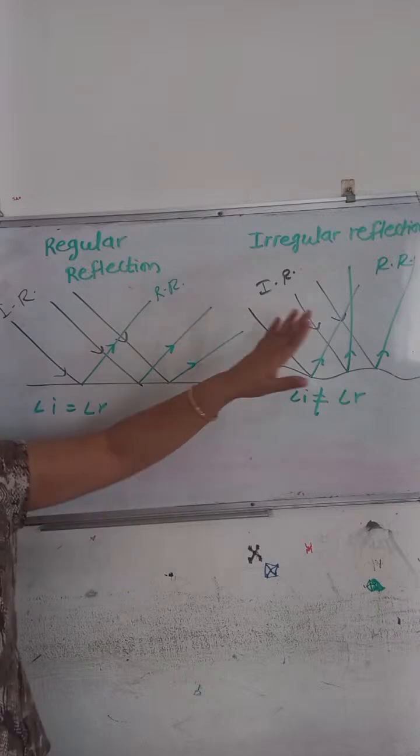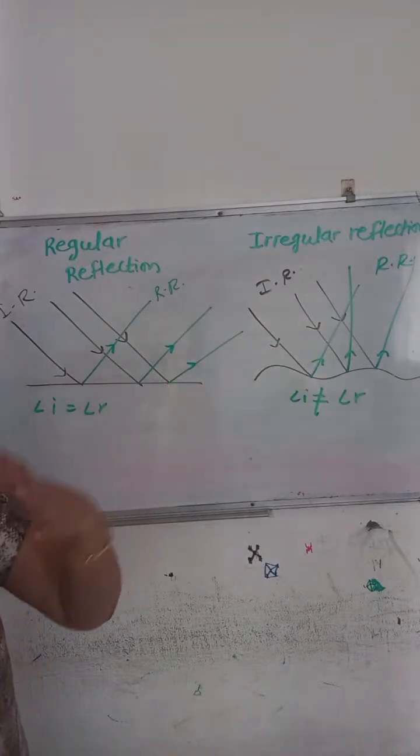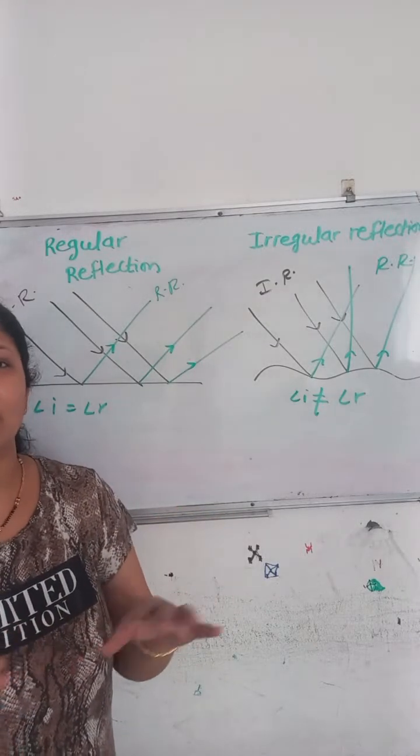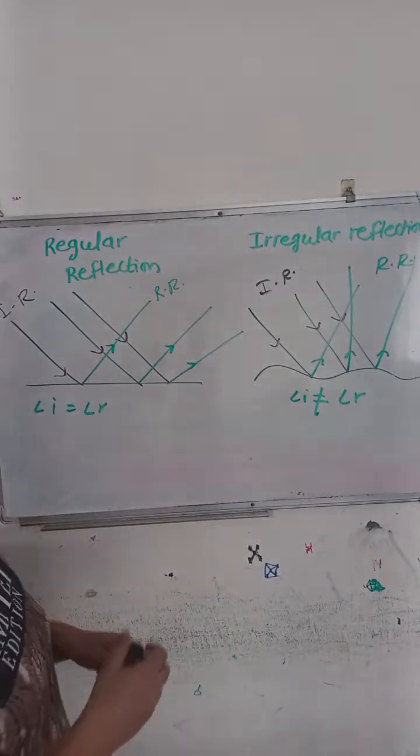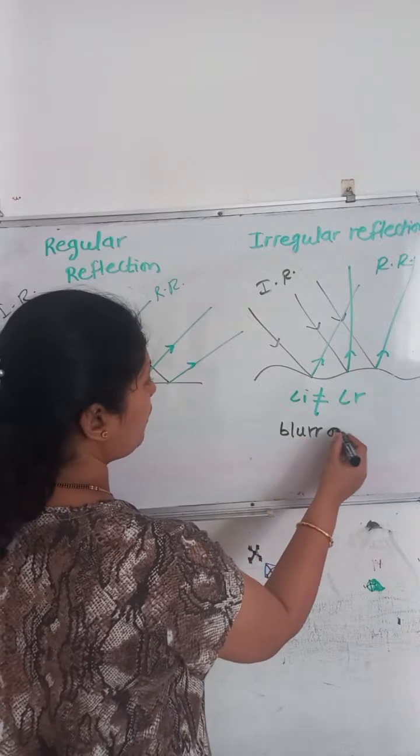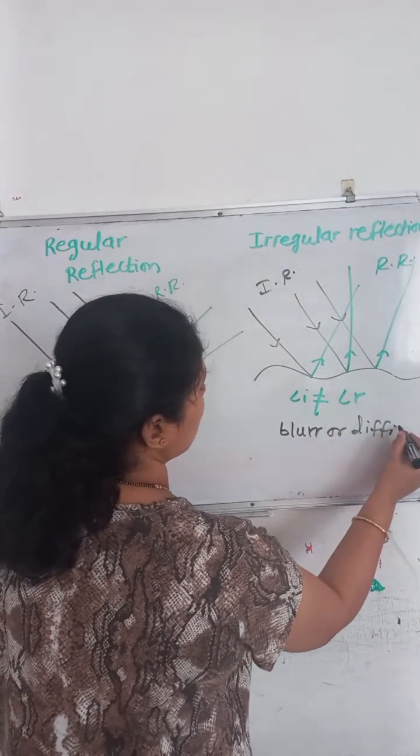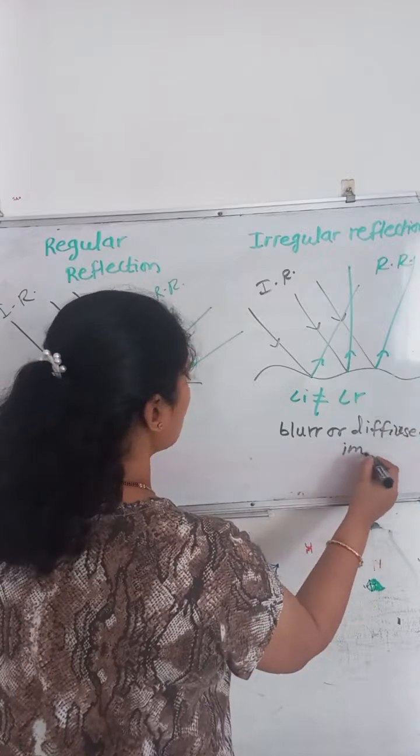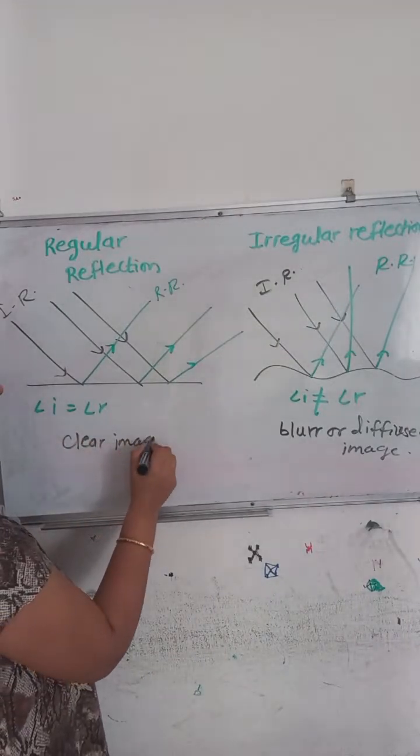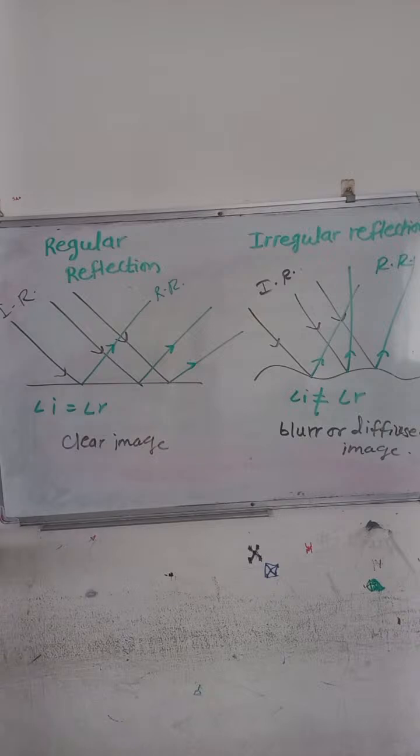So in this case I am getting a diffused image, meaning whatever image is obtained is blur, or it is mixed, we cannot analyze what that image is. So in this case I will get a blur, or diffused image. And here I will get what? A clear image. Why a clear image? Because I is equal to R. Getting this? So it is very easy to remember. I taught it by comparison, so it's very easy to remember.